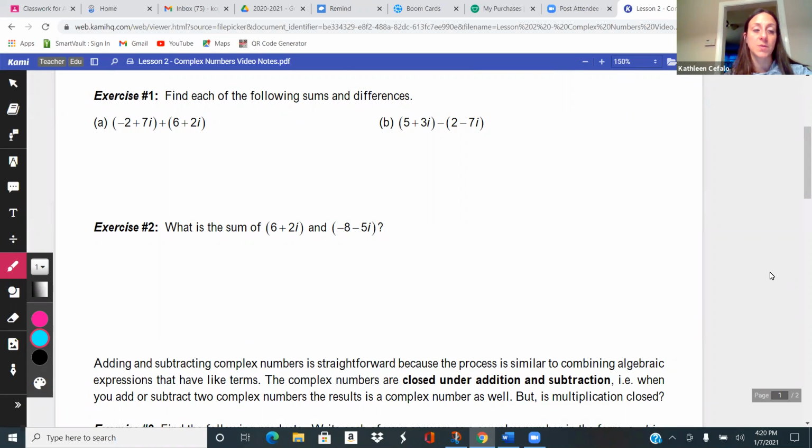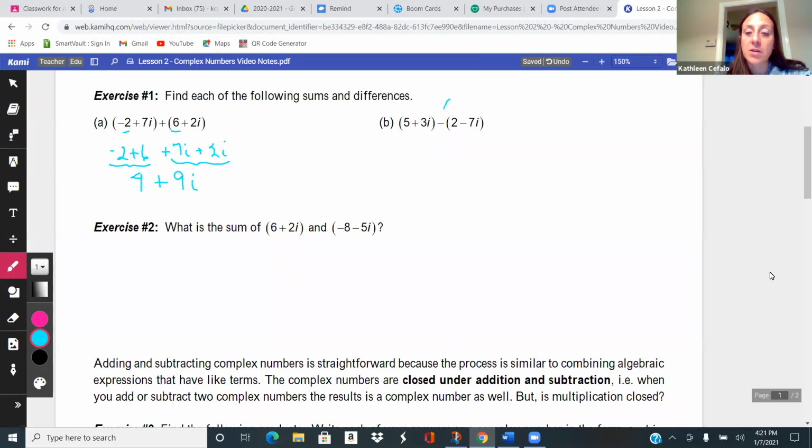Okay, so for this first one, we're finding the sum. So I'm going to take the a with the a. So I have a -2 plus 6. I can combine those. And then I have a positive 7i plus 2i, and I can combine those. So adding that up, I'm going to have a total of 4 plus 9i. So constants with constants, i values with i values.